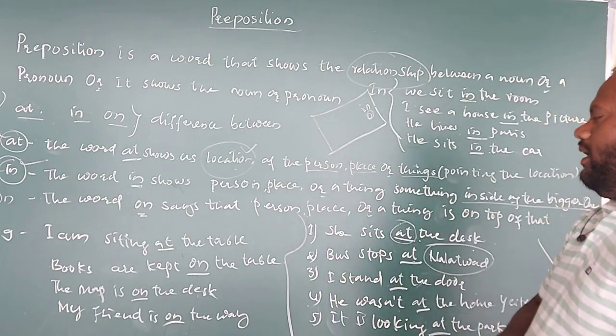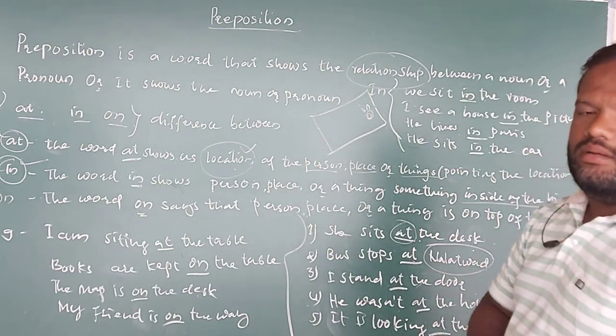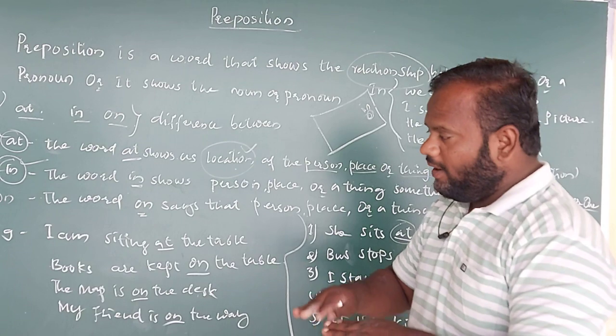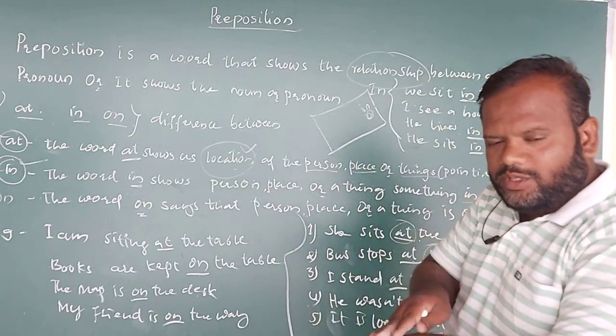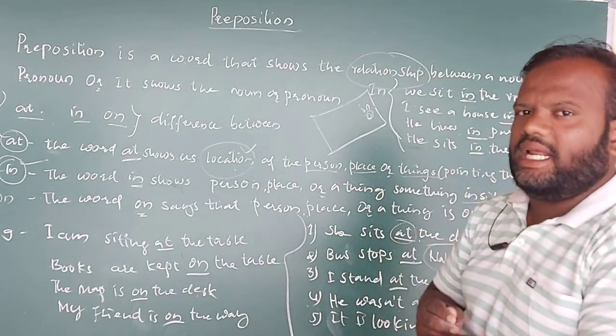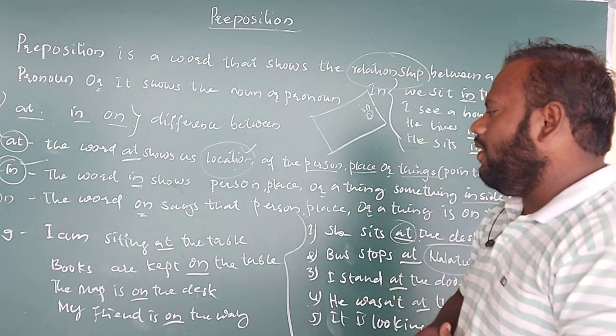Books are kept on the table. Where are the books kept? Books are kept on the table. So there we have to use the word on.